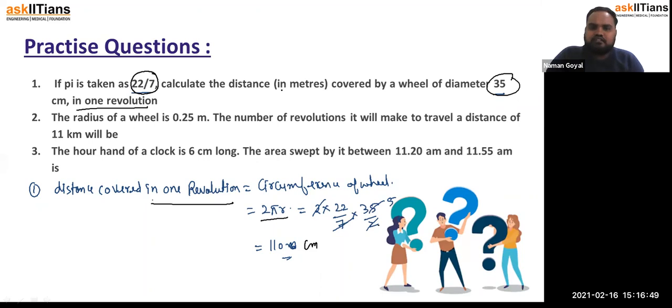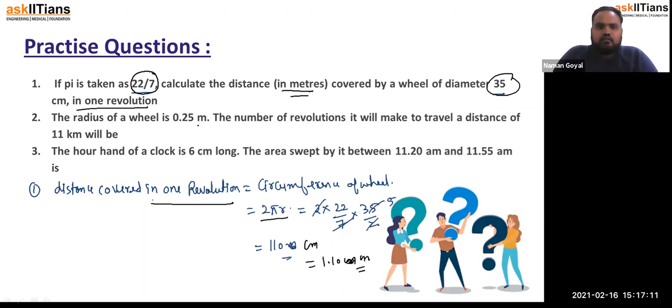Now the question is asking for the answer in meter, so you have to convert that distance into meter. If you don't convert that distance in meter at the end, then they will definitely cut some marks. So you will get 1.10, not centimeter, it will be meter only. Got it? Now we are going to do one more question, and then the next question is for your homework.